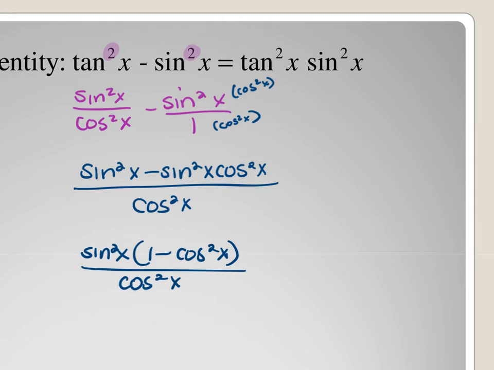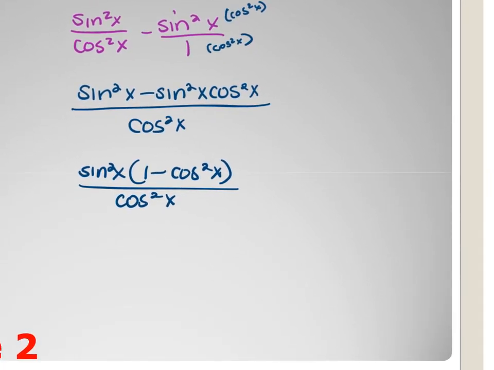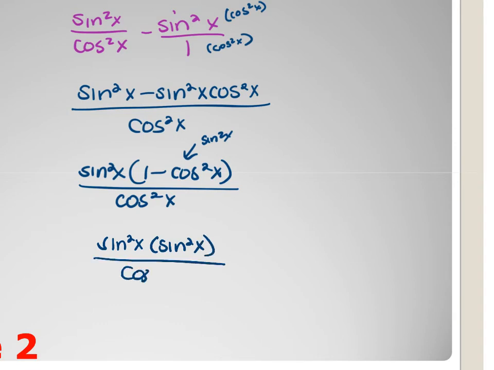Take the 1 minus cos x squared, sin x squared. Good. This is going to be a Pythagorean identity, right? This would be sine squared x. So sine squared x times sine squared x over cosine squared x.